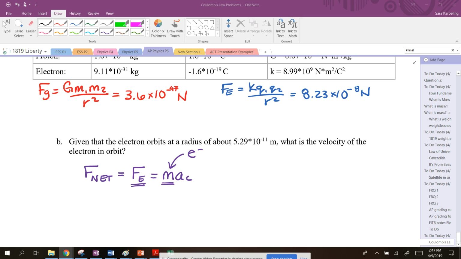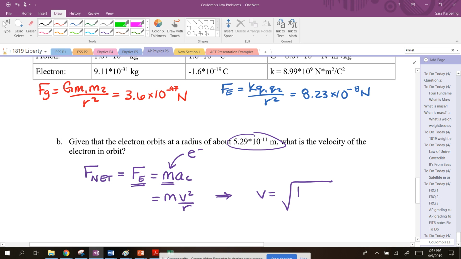And a sub C, that's just V squared over R. And we know the radius is right there. So you can just solve for V. So V is equal to, it's going to be what? The square root of Fe times R over M. Did I do my algebra right there? I think that's good.